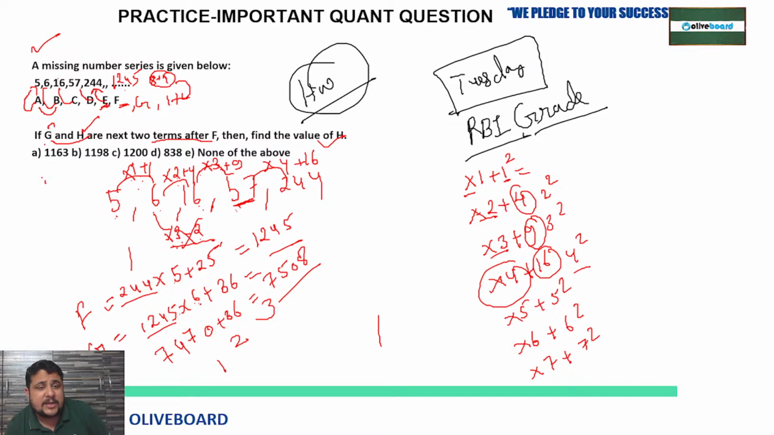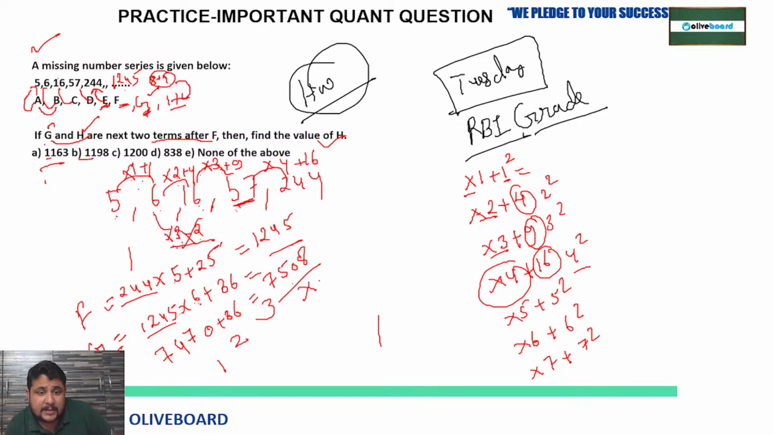Now if you see the options, you know whether H is going to be greater than F or not, and G or not. Yes, the value of F is 1245, which is greater than all the options. So H will always be greater. Already you know that H is going to be greater than G. So that's why, see here, G we found is going to be 7508.